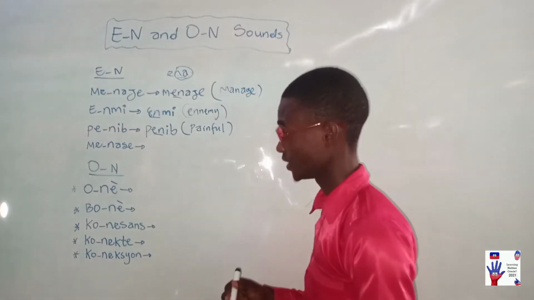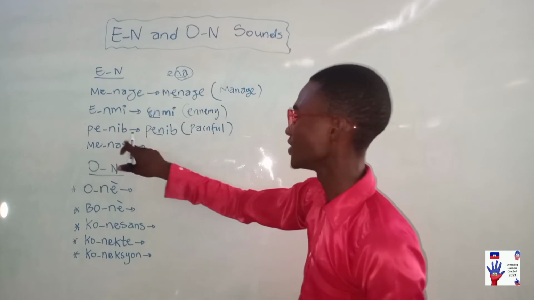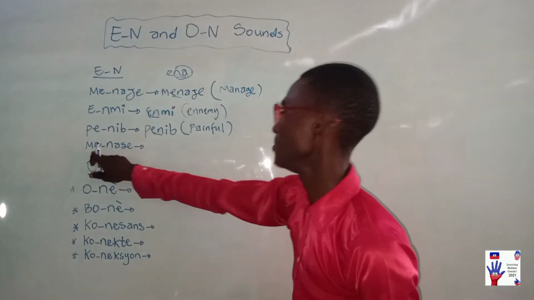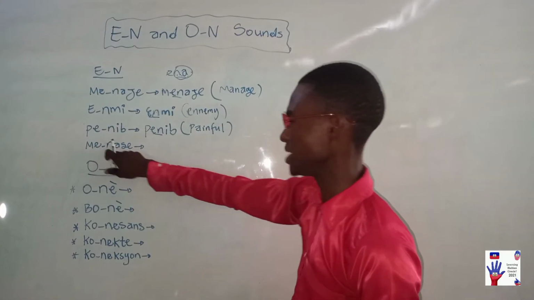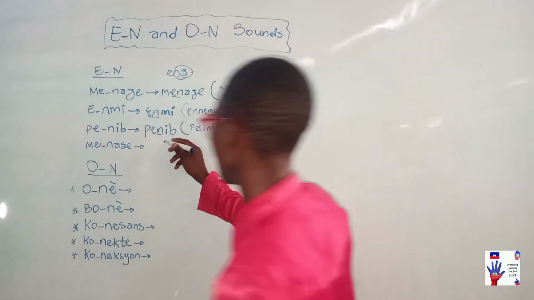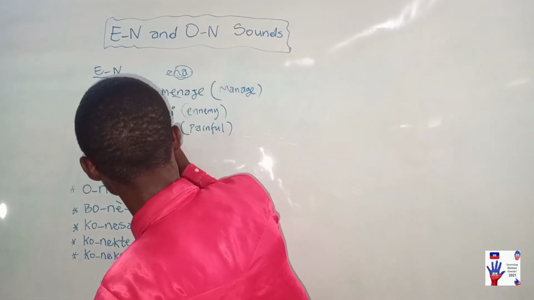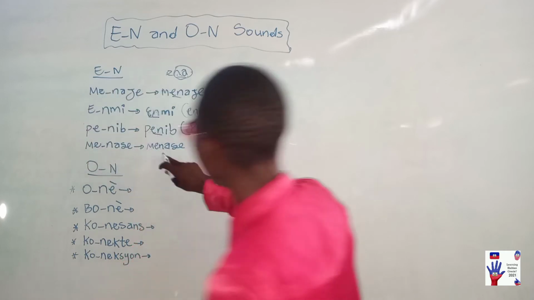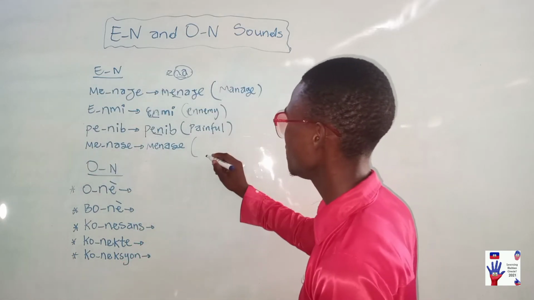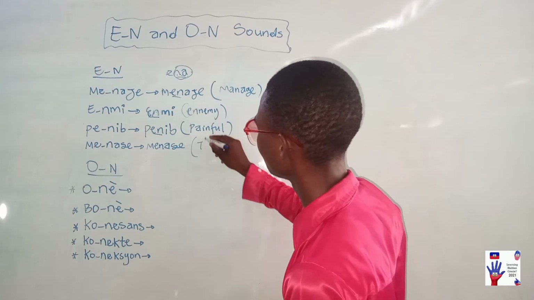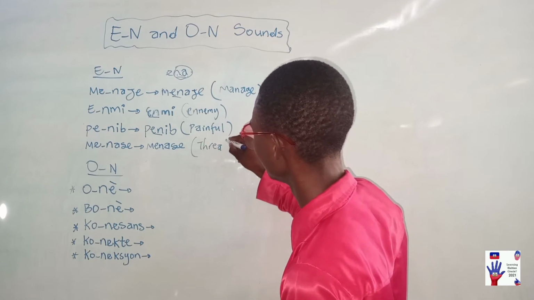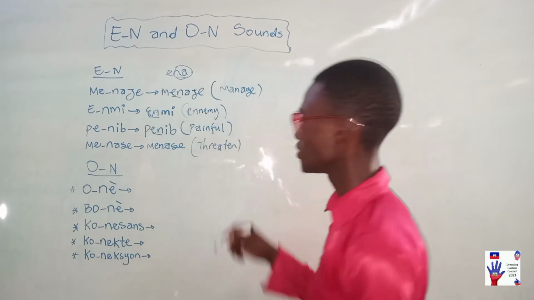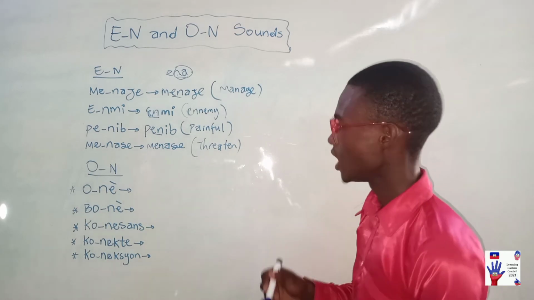Menacer. Three syllables. Menacer. Not menacer. Let's drop the hyphen to see how we can pronounce it. When we're writing them, we're not going to use the hyphen. Menacer, okay? Which means to threaten. To threaten. Okay? Menacer. All right.